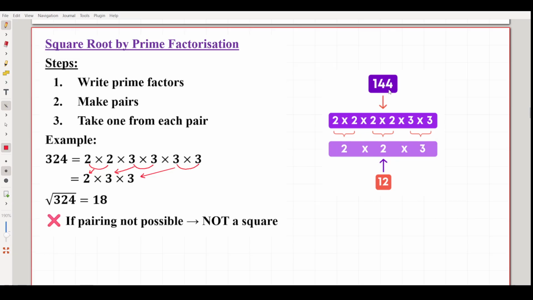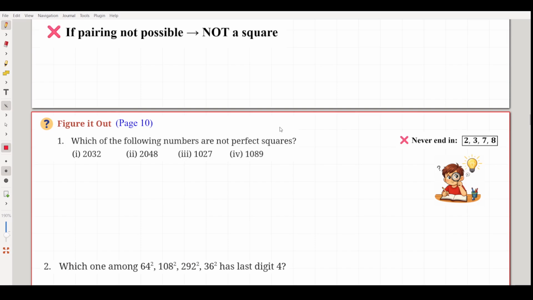One more example, 144. 144 can be written as 2 into 2, 2 into 2, 3 into 3. All have pairs. From each pair we take one number and multiply them, so 12. The square root of 144 is 12. This is the way you can use prime factorization for finding the square root.